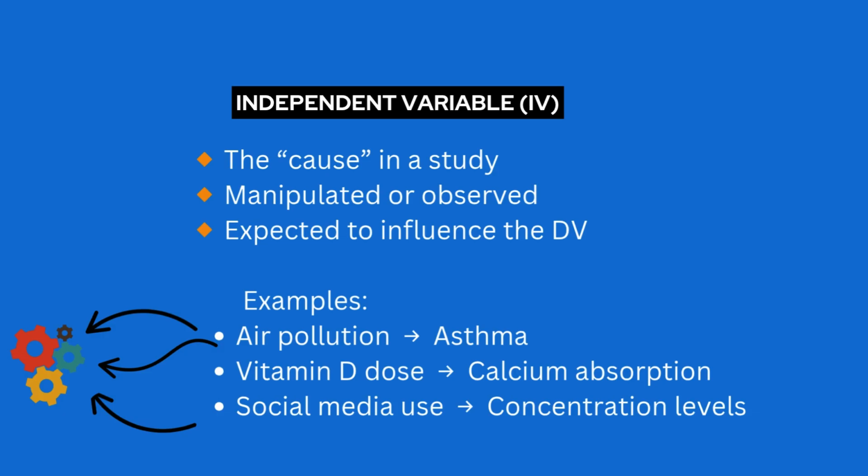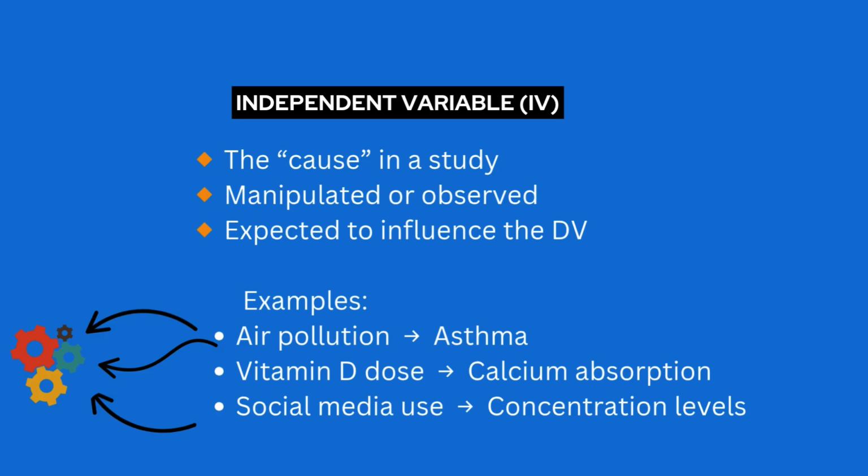In a study on the relationship between air pollution and asthma in children, air pollution is our independent variable because it is the one causing an effect on the rate of asthma in children. Then that means asthma is going to be our dependent variable. It is depending on the air pollution, so it is the outcome. Let us look at another example.